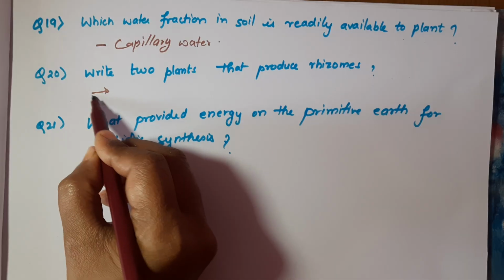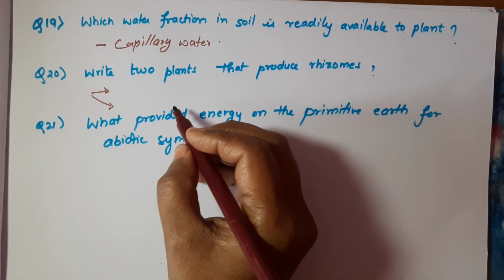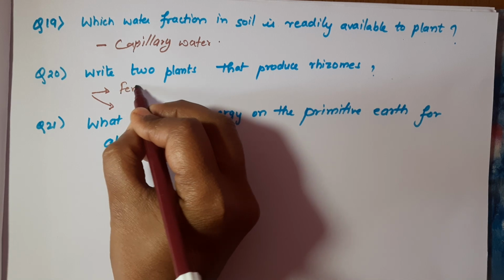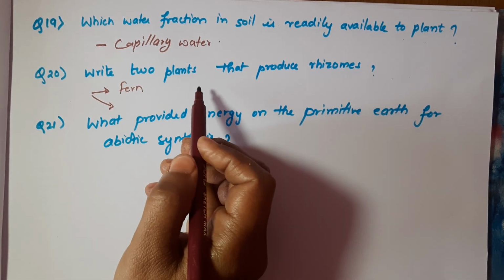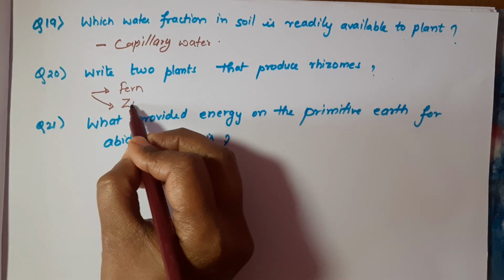The next question is, write two plants that produce rhizomes. There are many plants that produce rhizomes, but here we have been asked only two plants. The first is the fern and the second is ginger.